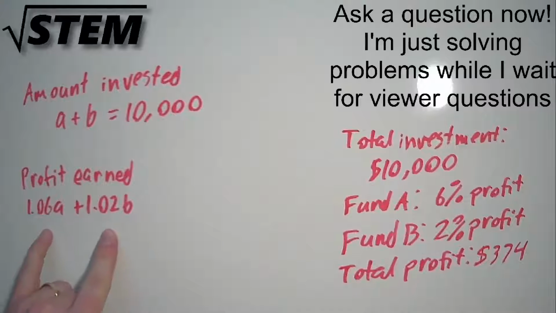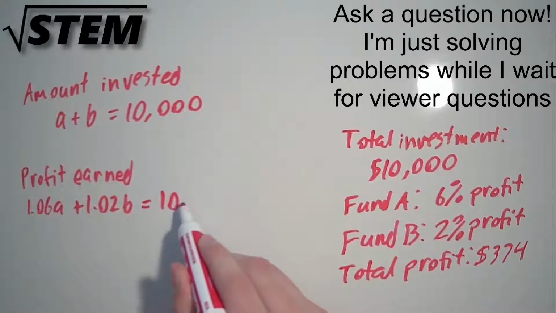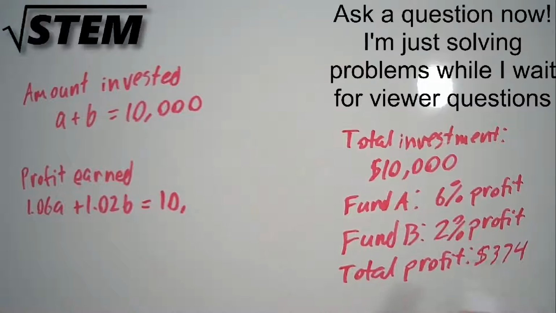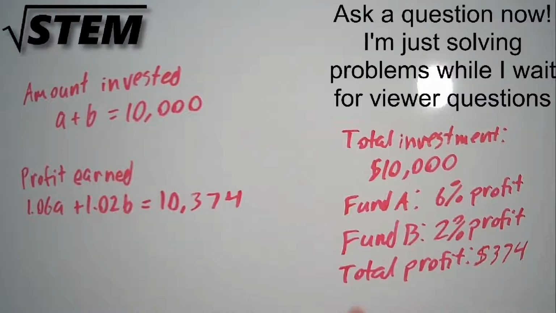Or rather, these are not the amount that we made off of it, but the total amount that it became at the end. So the total amount of money that we have at the end is the 10,000 plus 374. That's how much these two investments are worth now.